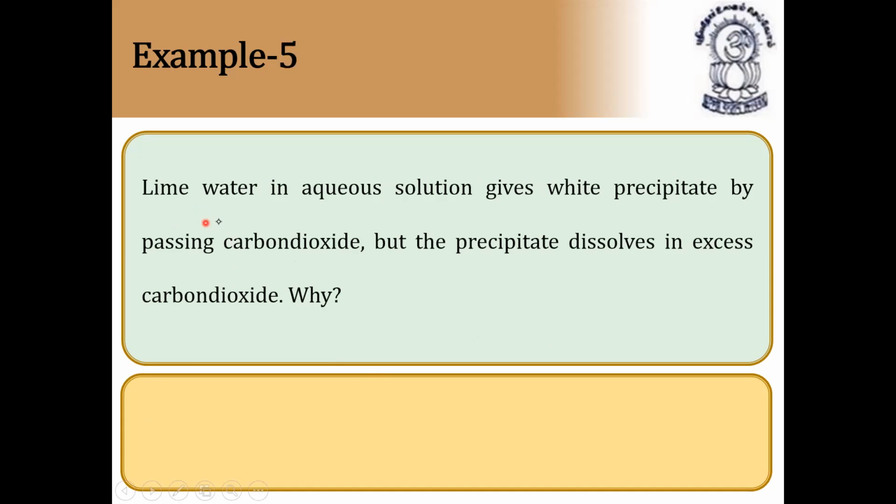Next question. Lime water in aqueous solution gives a white precipitate by passing carbon dioxide. But the precipitate dissolves in excess of carbon dioxide. Why? Because it forms calcium bicarbonate. Due to the formation of calcium bicarbonate, it dissolves in excess of carbon dioxide.